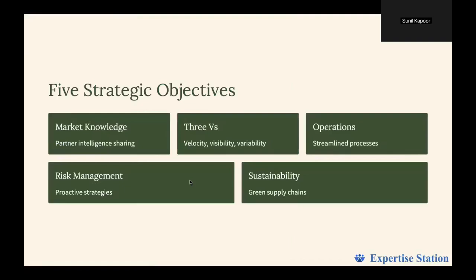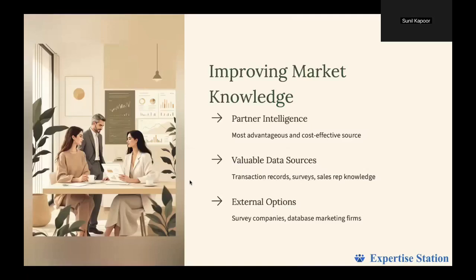So there are five key objectives of supply chain strategy, which include market knowledge, which is basically the information flow, and then followed by three V's, operations, efficiency, risk management, and sustainability. So we'll discuss all five one by one. It starts from the information. It is very important to know your market.